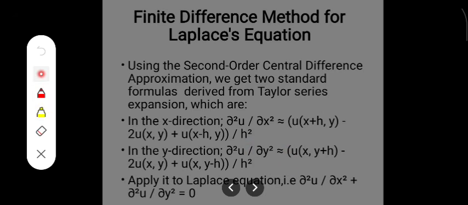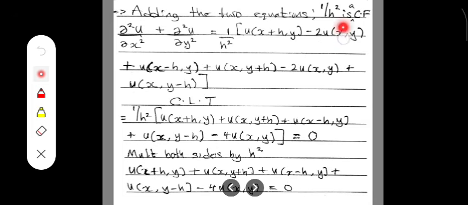We can then apply it to the Laplace equation, which is the sum of del square u over del s square and del square u over del y square. By adding the two equations, we can observe that 1 over h square is a common factor. So we have 1 over h square all in bracket of u of s plus h comma y minus 2u of s comma y plus u of s minus h comma y plus u of s comma y plus h minus 2u of s comma y plus u of s comma y minus h.